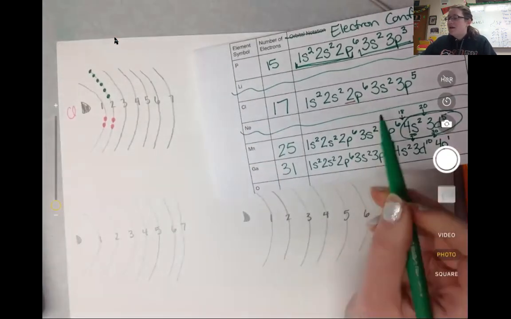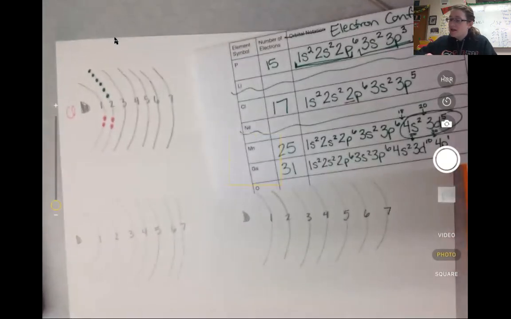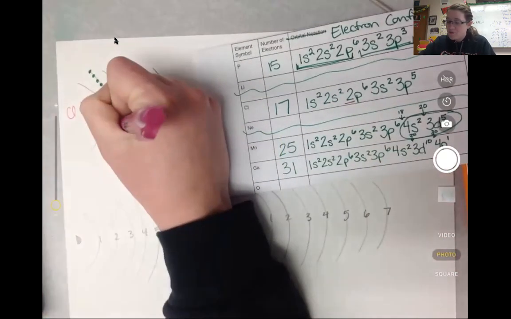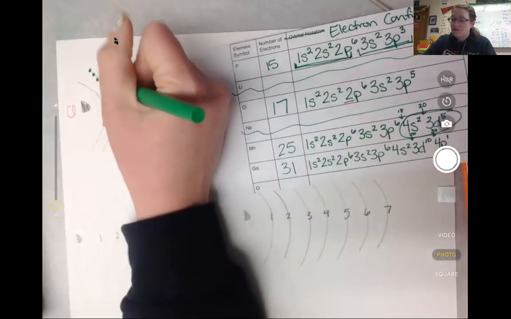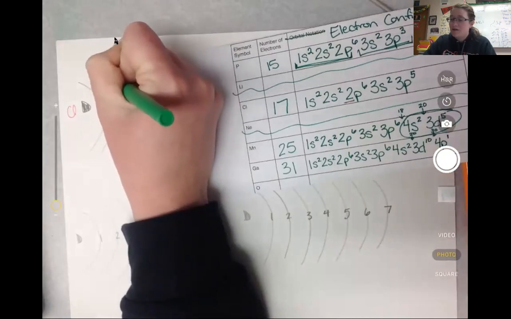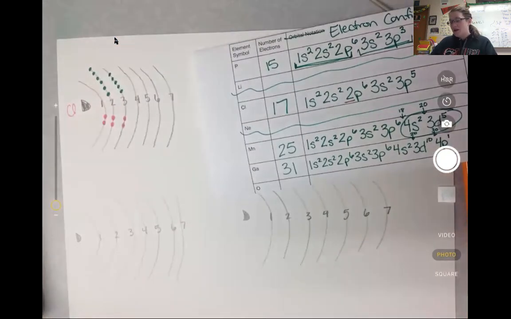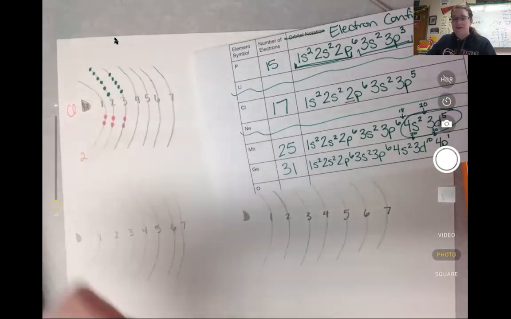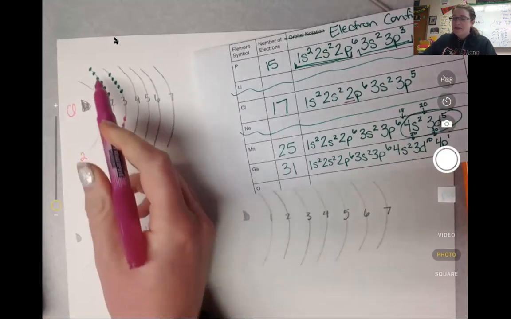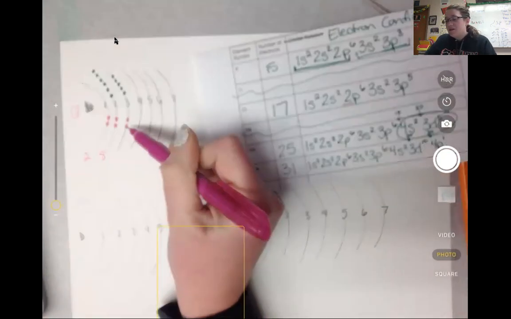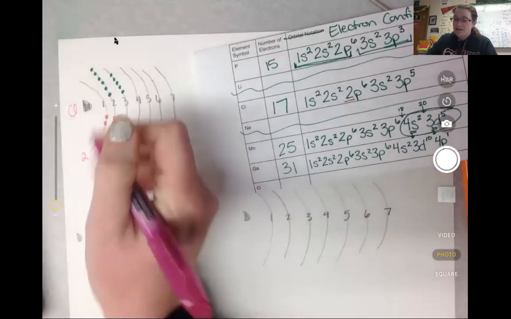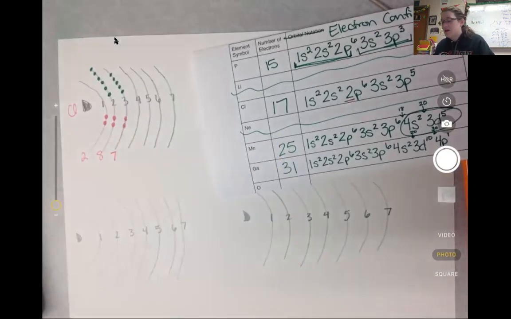Then I'm going to fill the third energy level, putting 2 into my s orbital and then 5 into the p orbital: 1, 2, 3, 4, 5. Looking at this, I have 2 electrons in the first energy level. The second holds 2, 4, 6, 8, so there's 8. And in the third there's 2, 4, 6, 7. That's how many electrons I have in each of those energy levels.